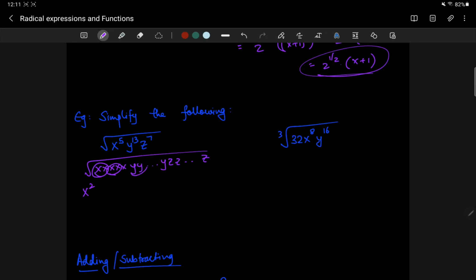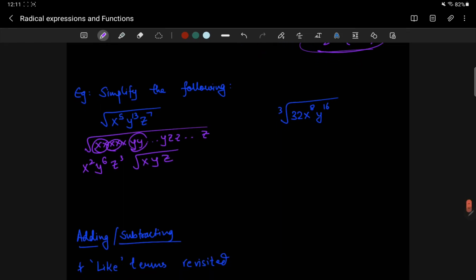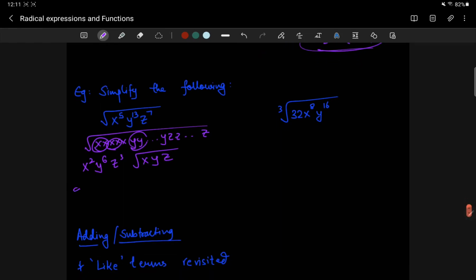How many pairs of y can I take out? It's actually 6, because 6 times 2 is 12. And how many pairs of z? 3 pairs of z. And what is left inside would be 1 x, 1 y, 1 z. Or an easier way to do that is using fractional exponents. So x to the 5, y to the 13, z to the 7, to the 1 half becomes x to the 5 halves, y to the 13 halves, and z to the 7 halves.